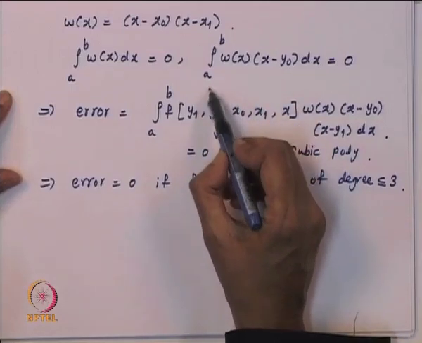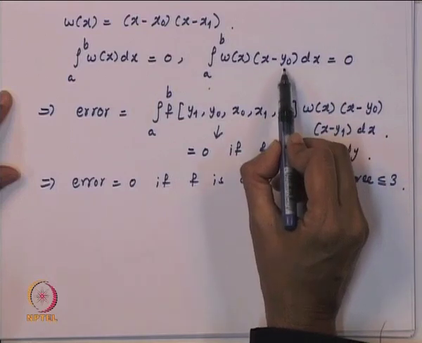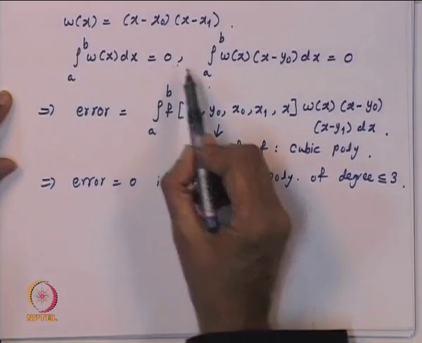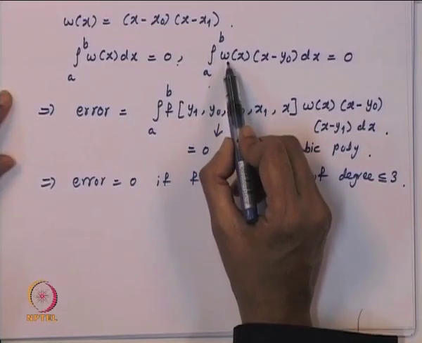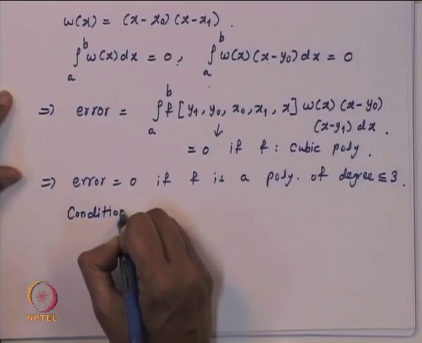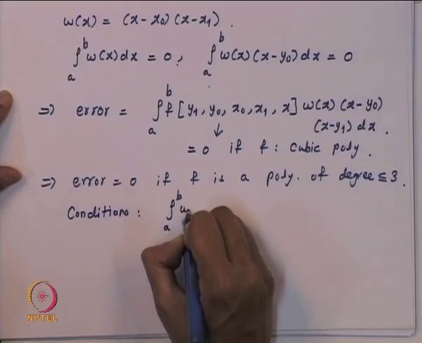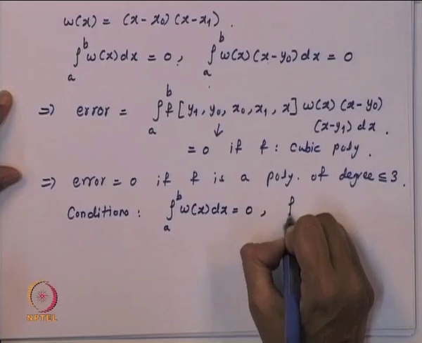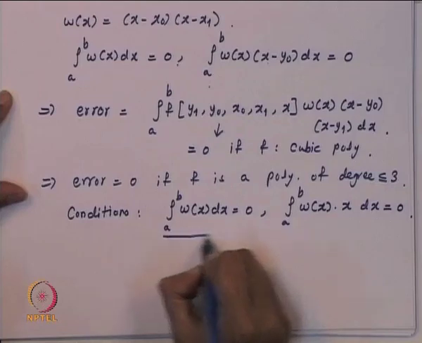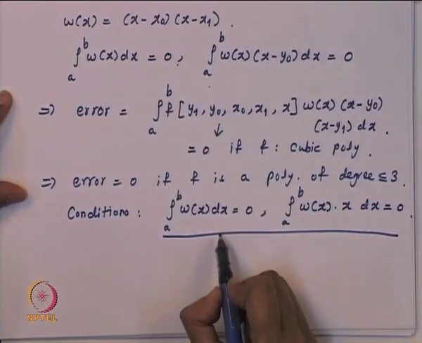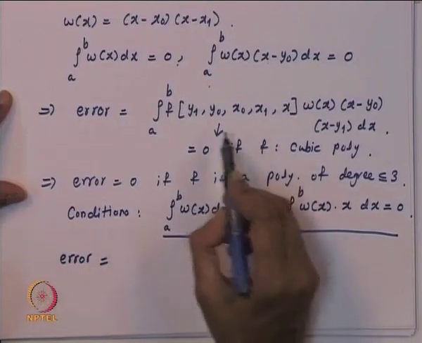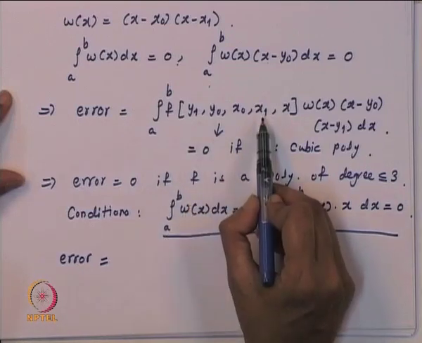Now, look at the condition integral a to b w x, x minus y 0 dx. Y 0 is a fixed point and we already have integral a to b w x dx is equal to 0. So, that means this condition will reduce to integral a to b w x x dx is equal to 0. So, the conditions which we get are integral a to b w x dx should be equal to 0 and integral a to b w x multiplied by x dx is equal to 0. So, we have to choose x 0 and x 1 such that these two conditions are satisfied. And then for the error, our y 0 and y 1 can be any points in the interval a b.